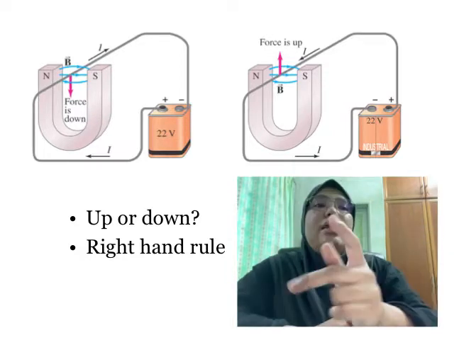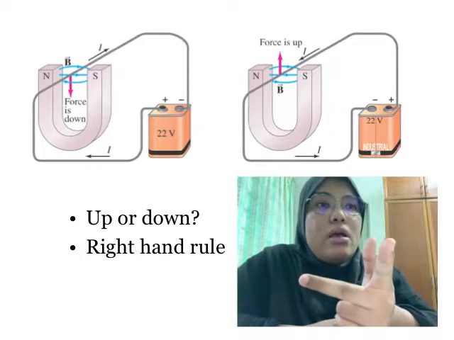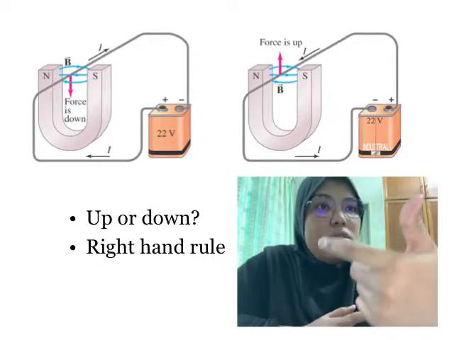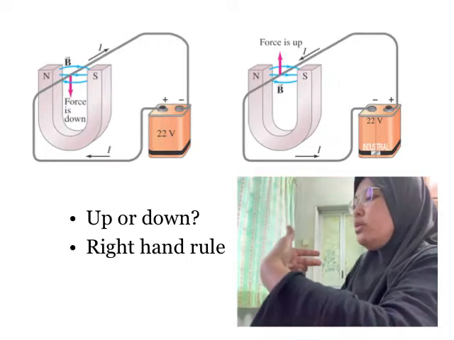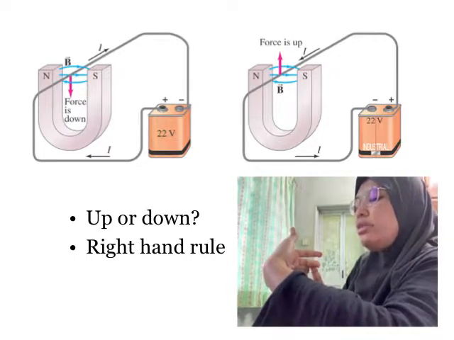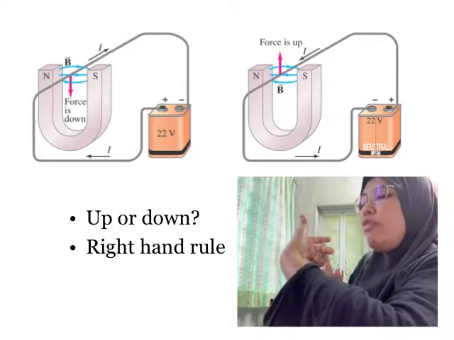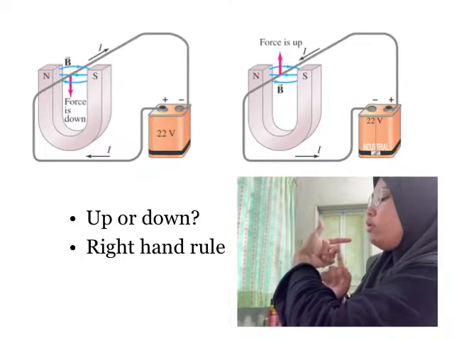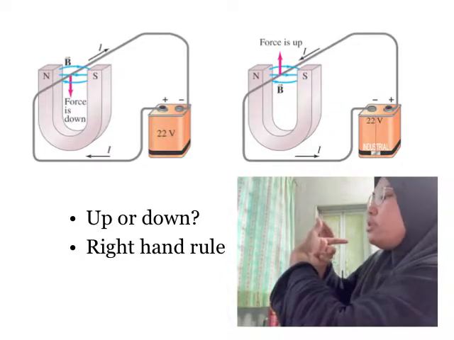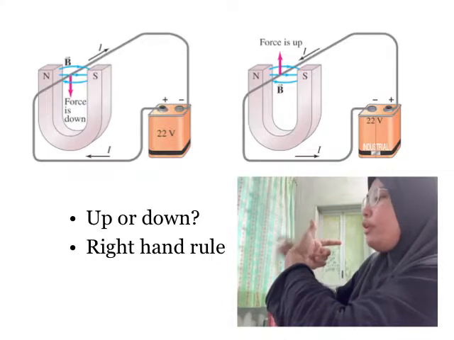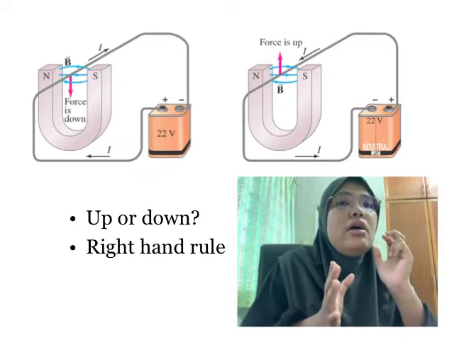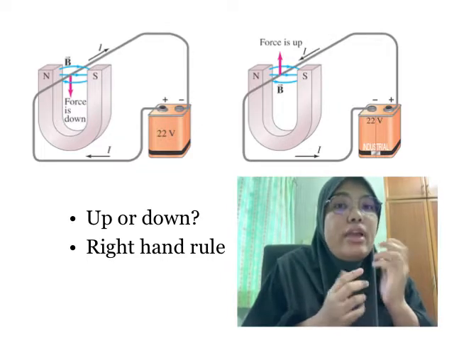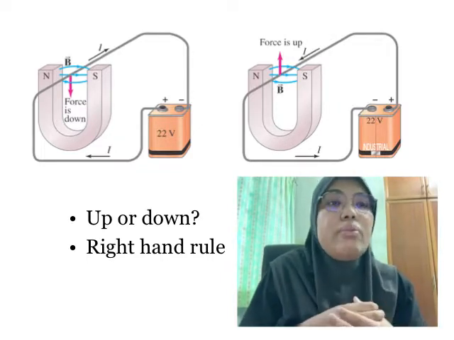Let's try with the second diagram. The current flow is toward us, so you change it like that. The direction of the magnetic field is from north to south, so the direction of the magnetic force will be upward. So that's how you use the second right hand rule to find the current, the magnetic field or the magnetic force.